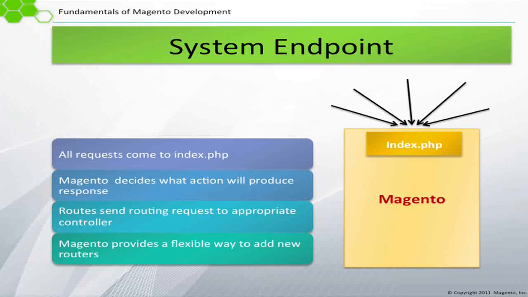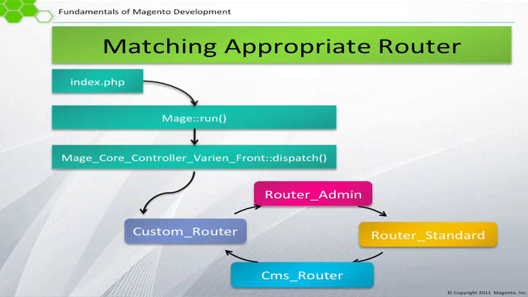This slide is just an interjected reminder that all requests come to index.php. Front controller is used to assemble the routers and find out exactly where we're going to route this, and you have the ability to add routers if you so need. Okay. Back to the lesson.